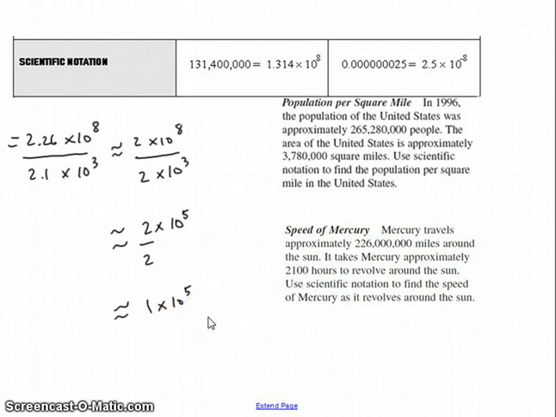If you'd done this with a calculator, you would have found that 2.26 divided by 2.1 is 1.076, very close to the rough estimate I was able to do with pencil and paper without any need for a calculator. So I find that to be a useful quick estimate and a quick check to see whether or not I've punched my numbers in correctly when I did it on a calculator.